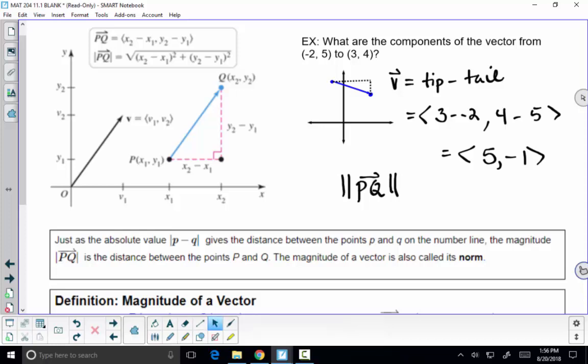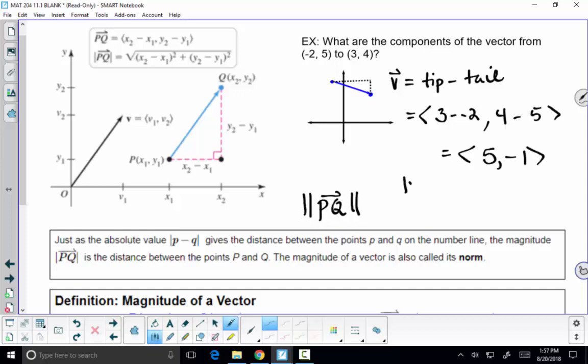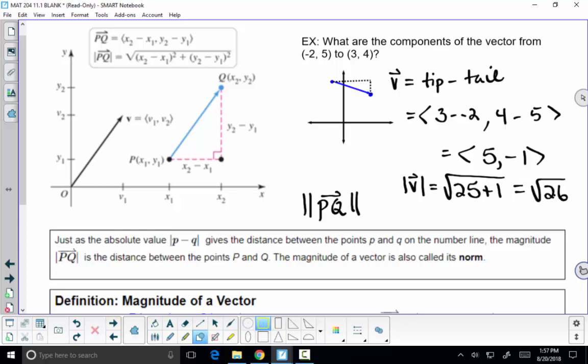If we wanted the length of this vector, this book will just use the absolute value of v for magnitude. We now know we've got a right triangle. The leg lengths are 1 and 5, so we're just going to do square root, sum of squares. That will be the magnitude of the vector from (-2, 5) to (3, 4). Simple enough? Magnitude and component form of the vector.